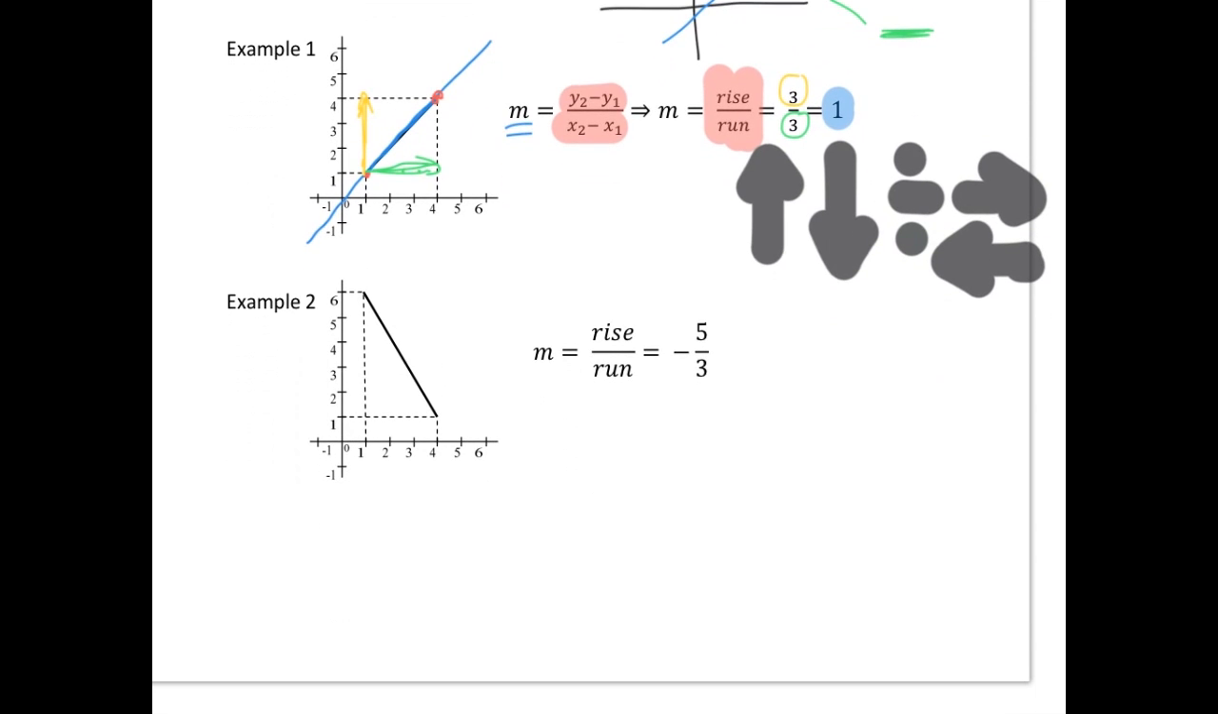In example 2, we can see that our run is 3, going from the point (1, 6) to the point (4, 1). Our run is 3, but our rise in this case starts from this point here and goes down. So our rise is actually minus 5. Getting our rise over our run in that case, we end up with the answer of minus 5 over 3.